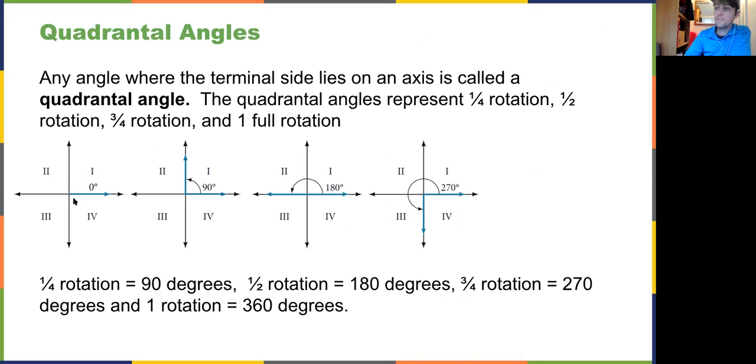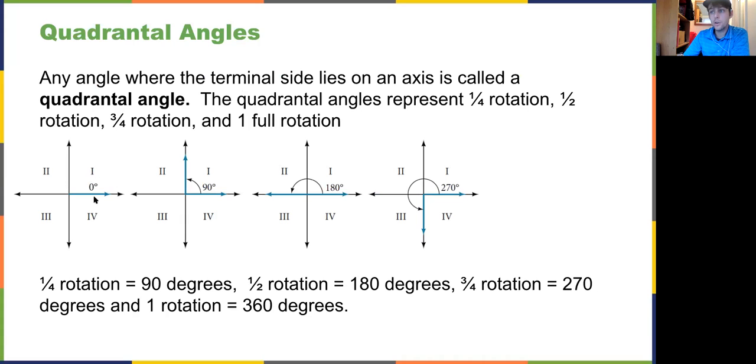Okay. Then we have some special angles called the quadrantal angles. Anytime we have an angle where the terminal side ends up on an axis, on the y-axis, on the x-axis, on the y-axis down, or on the x-axis, those are called quadrantal angles. And they represent kind of quarter turns.